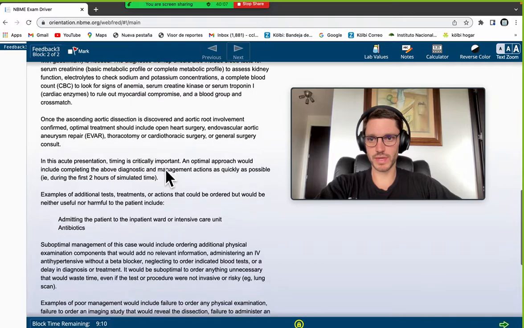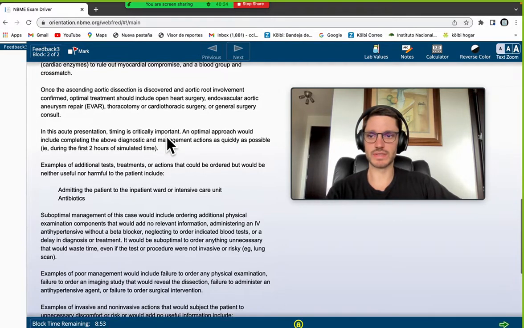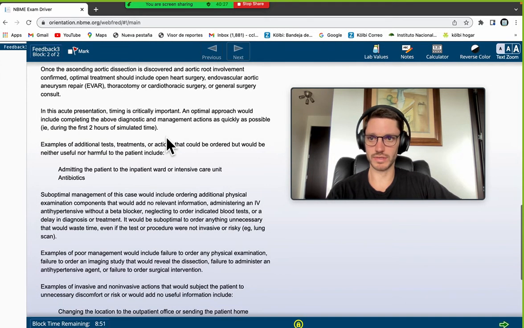So once the aortic dissection is discovered, the aortic root involvement confirmed, yeah, you have to go for heart surgery: endovascular, TEVAR, endovascular aortic aneurysm repair, thoracotomy. Yeah, so that's what's decided by the cardiac surgeons. I'm not sure if we have to write this out in our orders or ask for the consult. Timing is critically important mainly in this case.